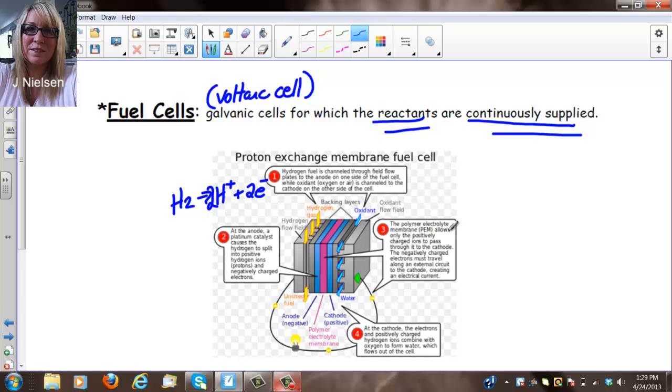On this side, the polymer electrolyte membrane, which is the purple thing in the middle, allows only the positively charged ions to pass through it to the cathode. So these positively charged hydrogen ions are going to pass through the polymer electrolyte membrane, and they're going to get to the cathode. The negatively charged electrons travel through the external circuit to the cathode, creating an electrical current. And then at the cathode, the electrons and the positively charged hydrogen combine with oxygen to form water. So water becomes a product out of the cell.